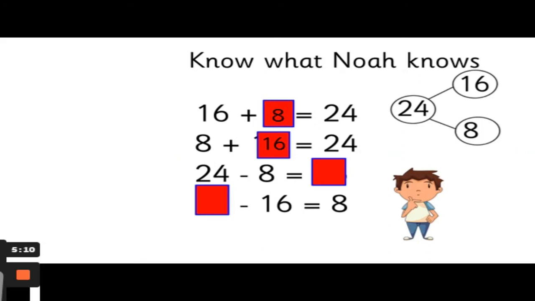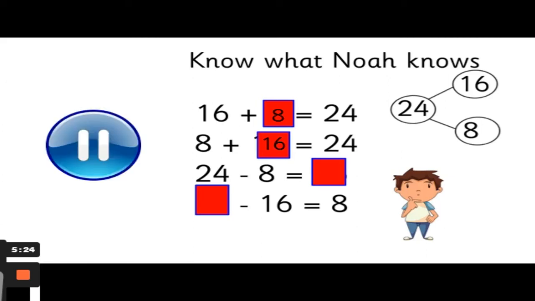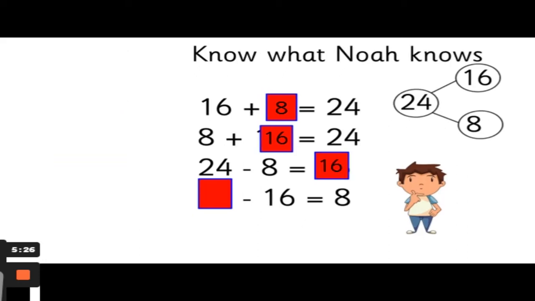Brilliant work. 8 add 16 equals 24. Now we've got 24 subtract 8 equals something. Remember, you can use the part-part-whole model to help you work out the answer. Pause the video and write down what your answer is. It's 16, so 24 subtract 8 equals 16.